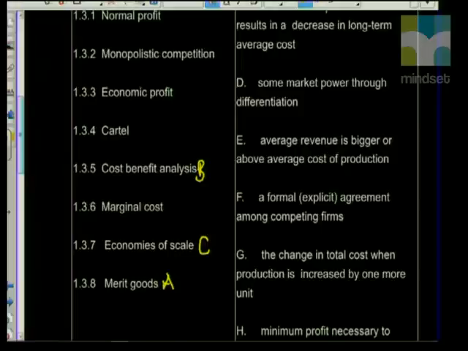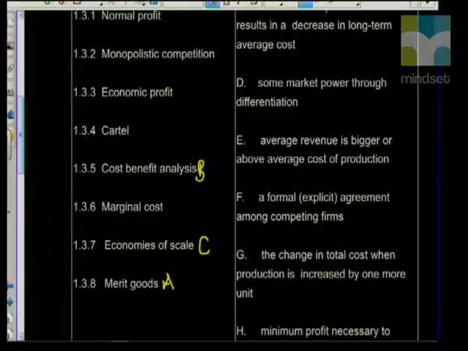D, some market power through differentiation. Option D in column B, some market power through differentiation. Now, in a situation of monopolistic competition, the products are relatively similar. For instance, if you look at the fast food industry and the making available of hamburgers, the products are relatively similar, but each one of the suppliers will do something that is a little bit different. So D would be the answer to 1.3.2.